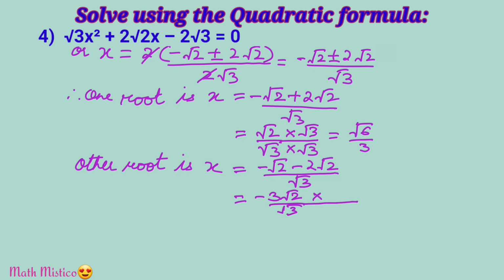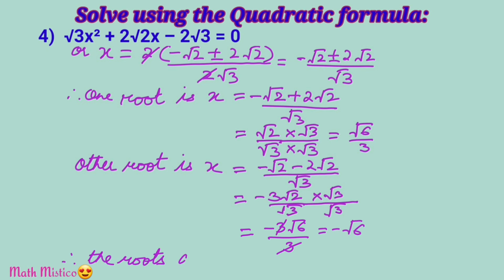Rationalizing the denominator, minus 3 root 2 into root 3 upon root 3 into root 3, which is equal to minus 3 root 6 upon 3, which is equal to minus root 6. So the roots of this equation are root 6 upon 3 and minus root 6. I hope all the steps are clear.